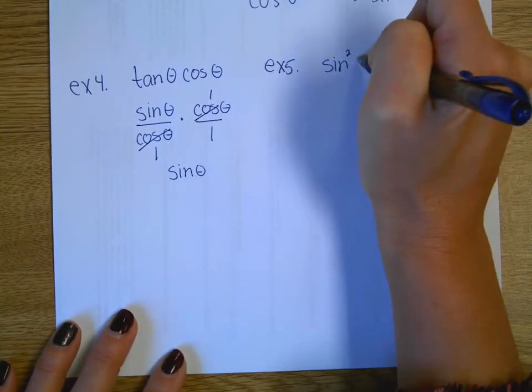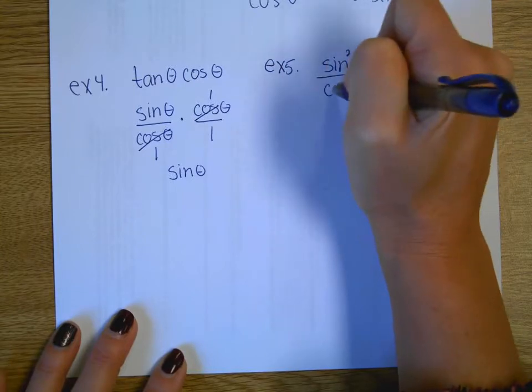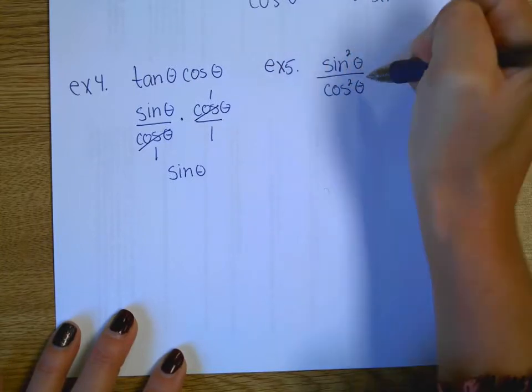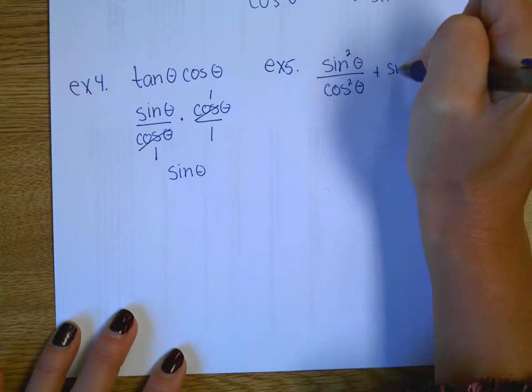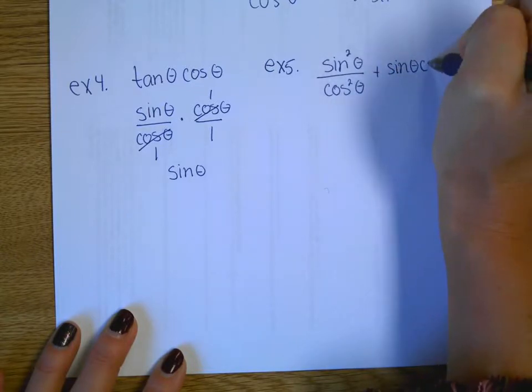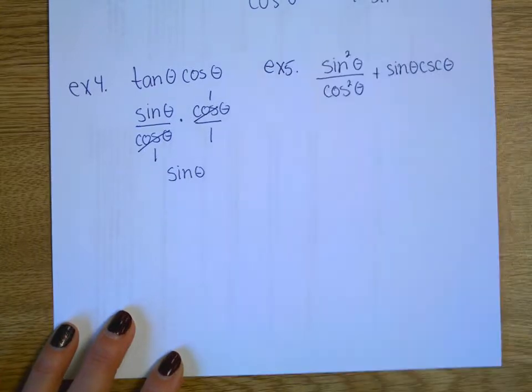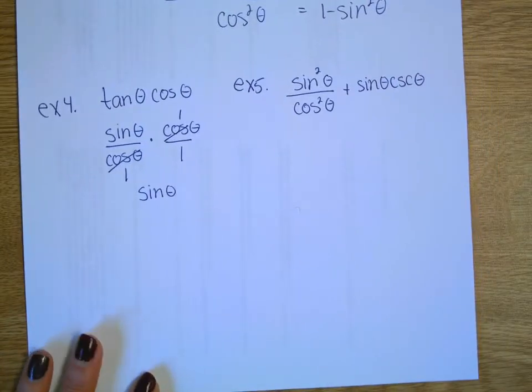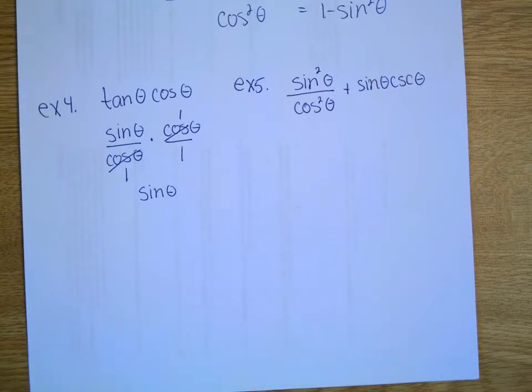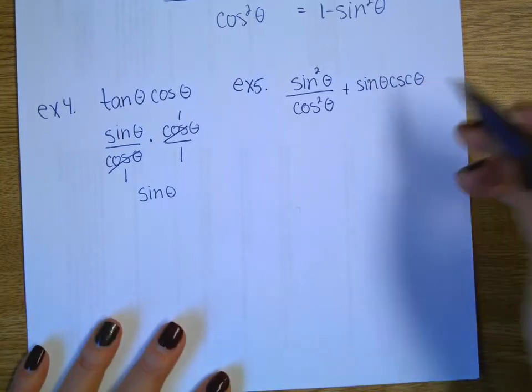Sine squared over cosine squared plus sine times cosecant. This is one where there's multiple roads to start with. One's going to take you off a cliff, one's going to take you to the answer. So, who wants to start us off? Rachel. That was really good. Okay. So you said change this cosecant to 1 over sine. I will do that.